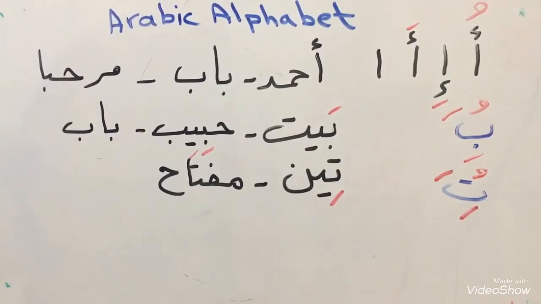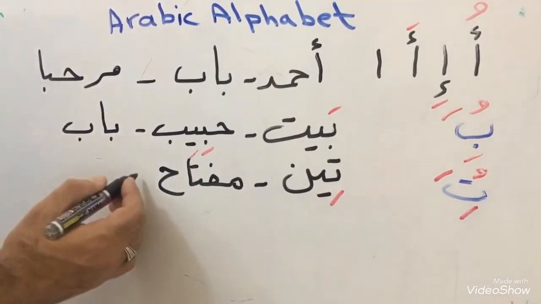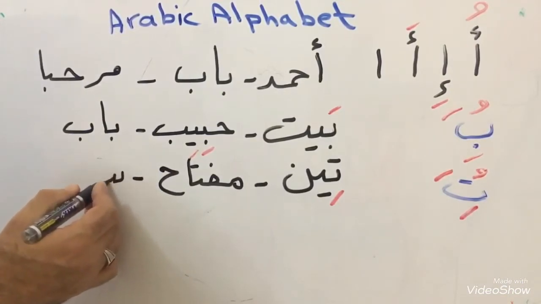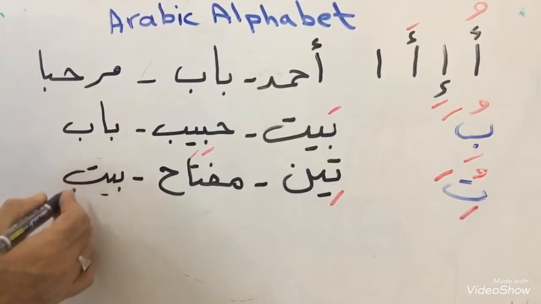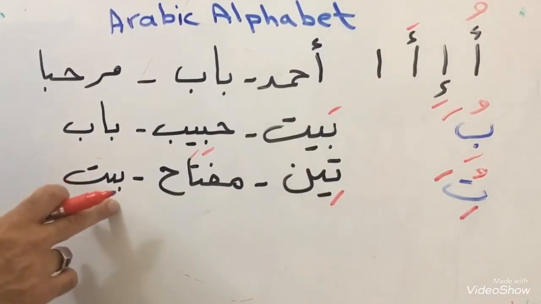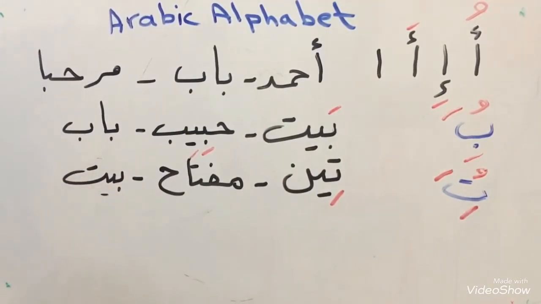Ta in the middle of the word like bayt, or at the end of the word, bayt. I've seen it before. Bayt. So we can see ta after ya. Bayt means home.